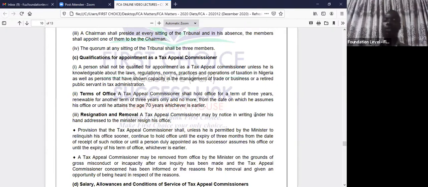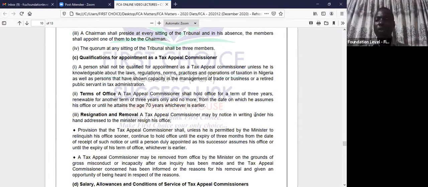Now, I want you to also do something for me. You know, prior to this time, tax was at skills level. It's just in the November 2019 diet that they brought tax to foundation level, and they are still going to bring it back again to skills. So the only past questions at foundation level where you will see tax are November 2019 and March, July 2020.